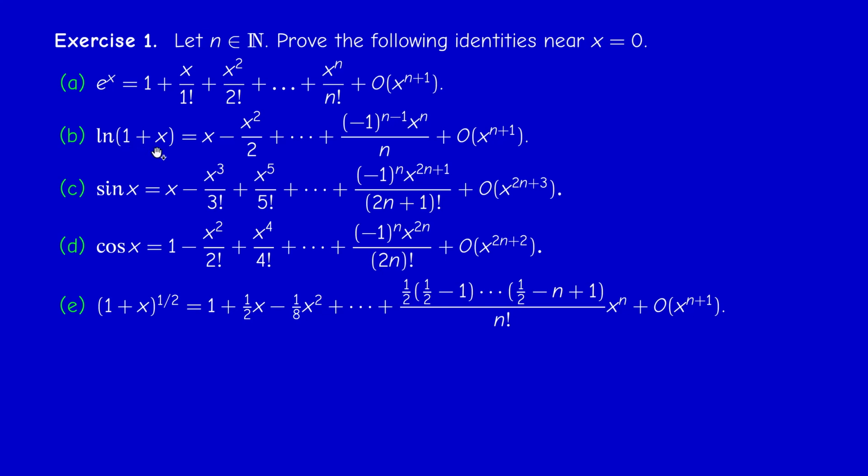ln of 1 plus x near 0 can be written as x minus x squared over 2 plus etc. So the general term is (-1)^(n-1) x^n over n, plus a remainder which behaves like x^(n+1). And we have these formulas for sine and cosine. And this may be new, (1 plus x)^(1/2). This is the radical of 1 plus x.